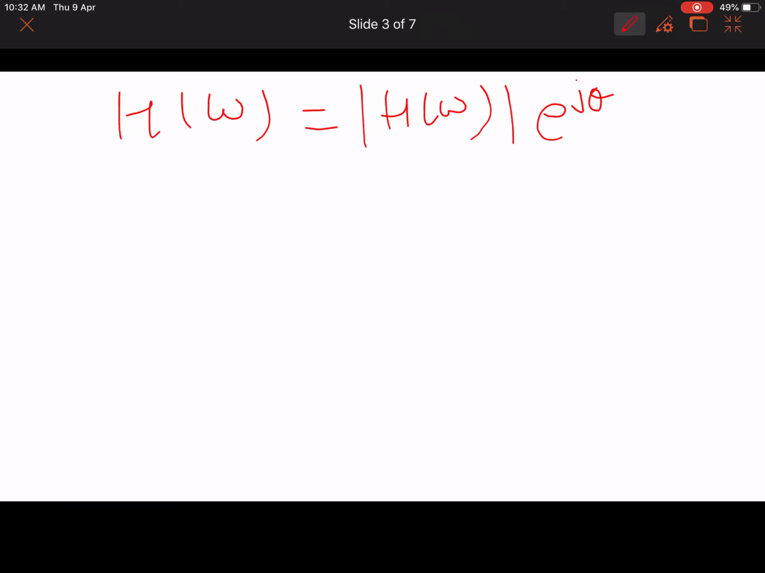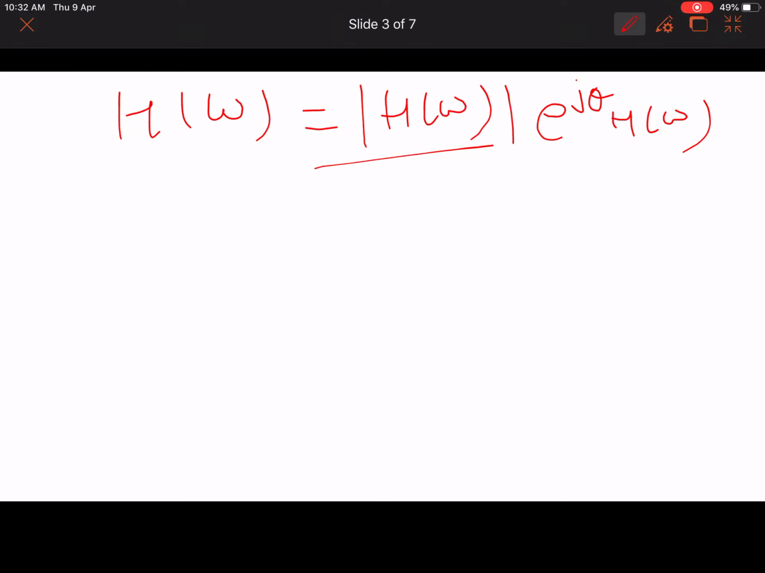Here, H(ω) can be represented in terms of its magnitude and phase response like this. This is the magnitude response, and θ_H(ω) is the phase response of the system.